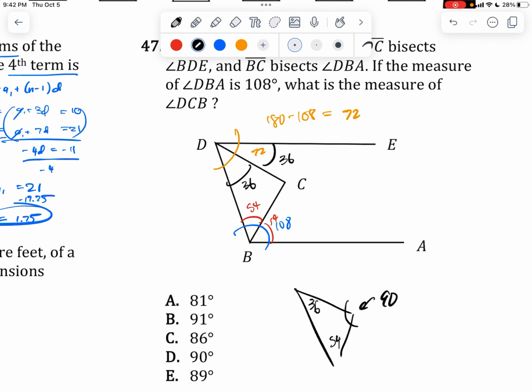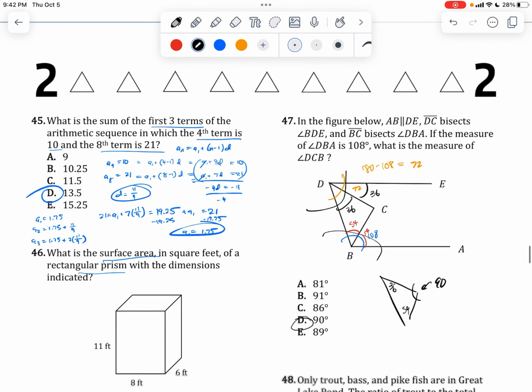Okay. So it's a 90 degree angle in the middle. Interesting how that works out. Really, it's because it's bisecting two angles that add up to 180 degrees. All right, hopefully that made sense.